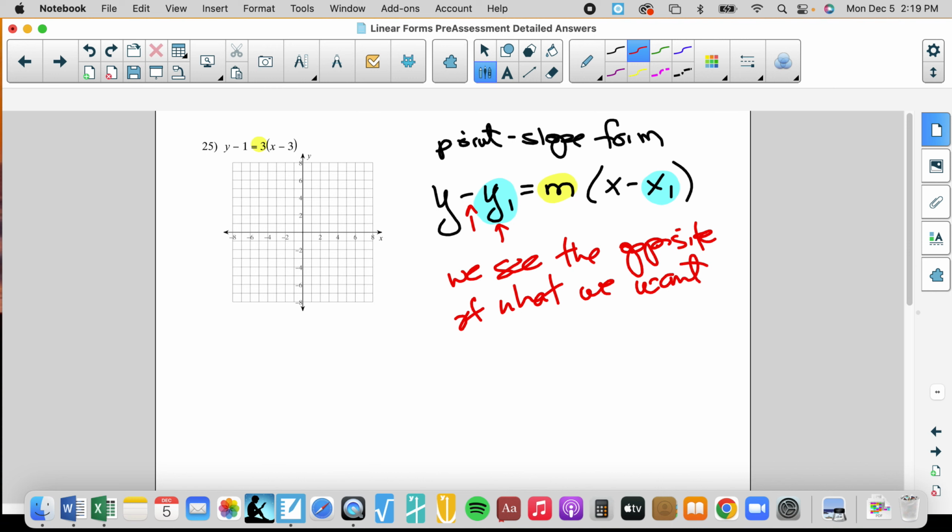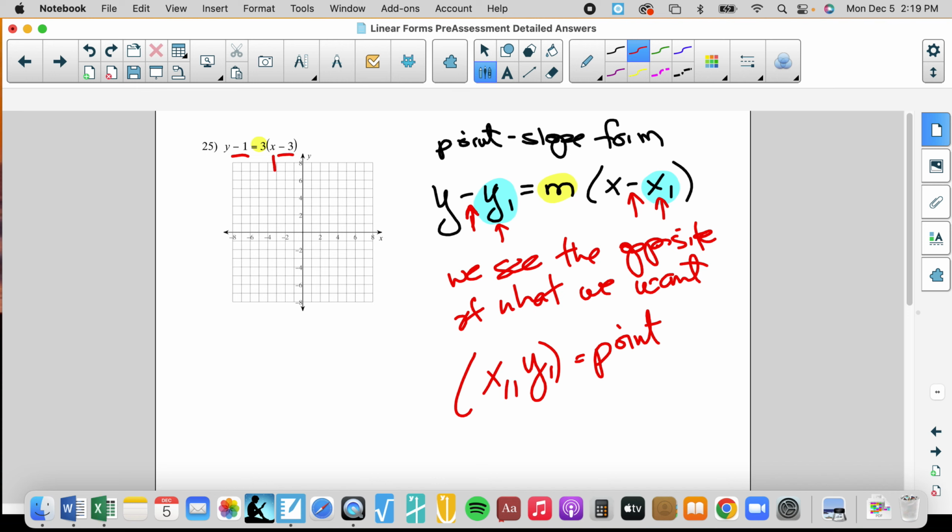When we want a point, the point is going to be x comma y. But we see the opposite of y sub 1. We see the opposite of x sub 1. We want x sub 1, y sub 1 as our point. That is the point that is given to us. So when we see this, we see the opposite of what it really is. So we see -1, we see -3.